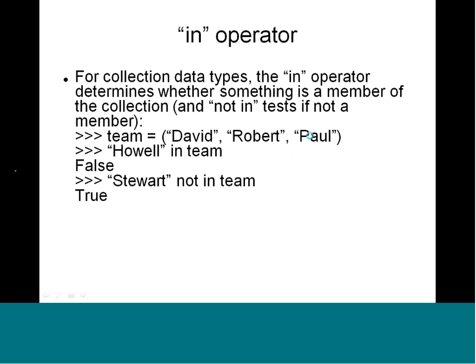Now we talk about the in operator. The in operator is for collection data types. The in operator determines whether something is a member of a collection or not. So this is what we use to check whether some value is part of the collection or not. Here is an example: team we define as three people. And then we say whether Howell is in the team, and it says false. And then for Stuart, not in team, the keywords are here basically, then it becomes true.